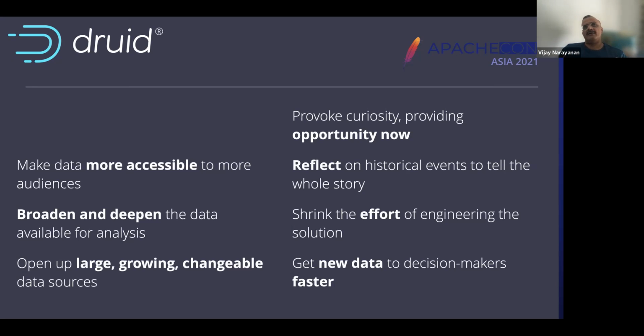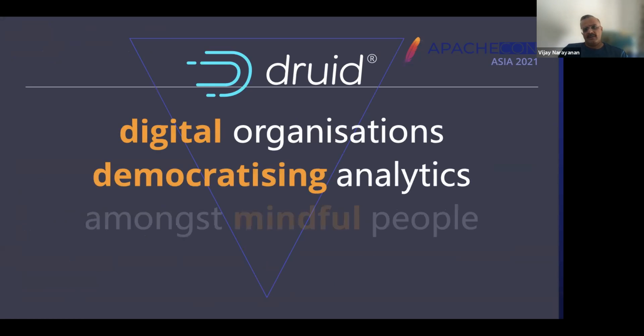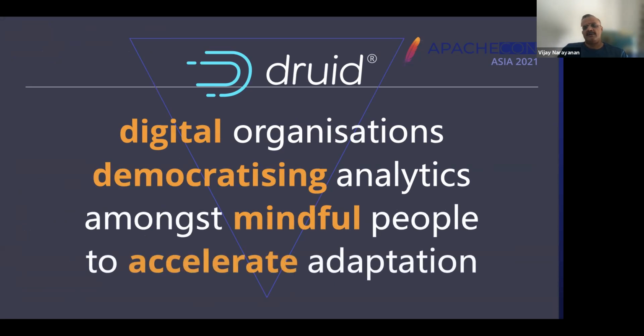So if my CEO is sitting and looking at a dashboard or a report, and it is taking minutes or even seconds to load, that's not a good state of things. You want all that to happen sub-second, and that's what Druid is very good at. So Druid brings about the ability to democratize analytics and to accelerate adaptation of an organization to changing circumstances which are revealed in changing patterns in the data.